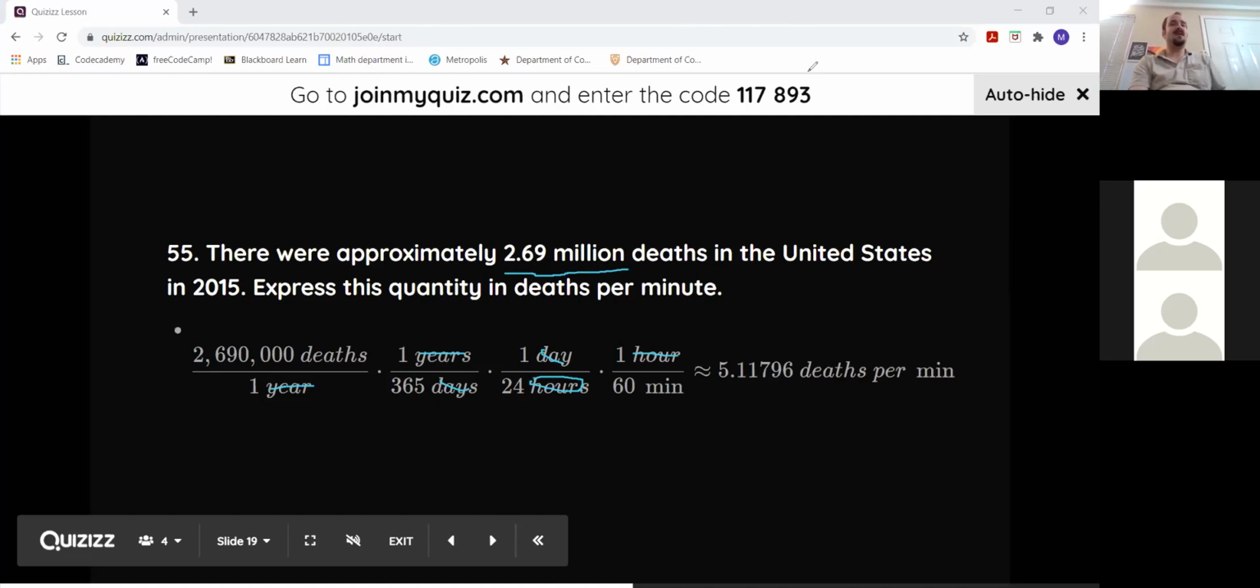So you can do this with unit analysis, but if I'm being honest, I feel like you might even be able to do this without unit analysis, right? We know we start with a large number of deaths per year. We know we should be getting smaller if we're talking about deaths per minute. And so we should be dividing each time.